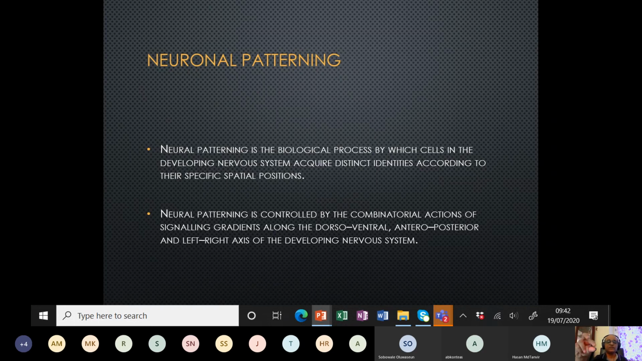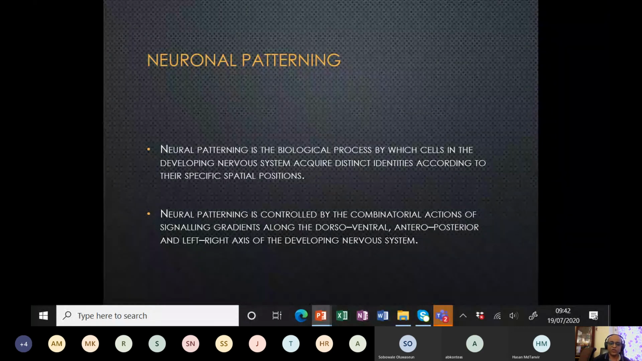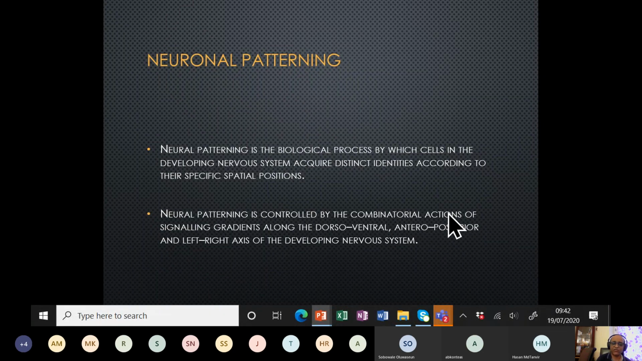We talk of this concept of somites within the developing spine. Similarly, within the central nervous system, there is a concept of patterning which can occur in various axes. It can occur in the dorsoventral axis, and we saw that patterning where the notochord influenced the developing neural tube into the basal plate and the alar plate. So that was a form of patterning.